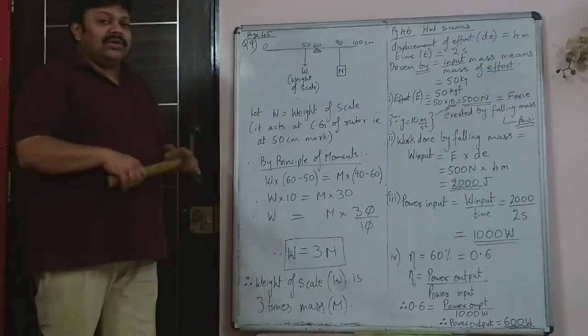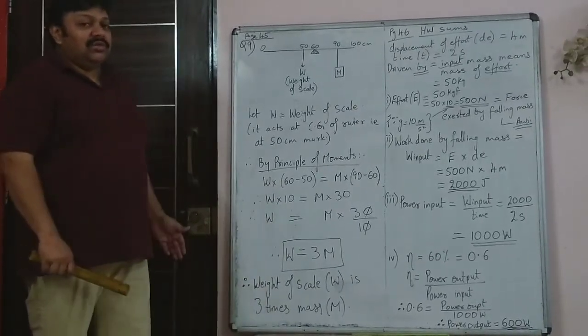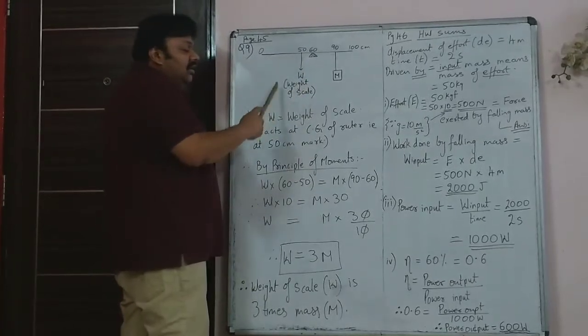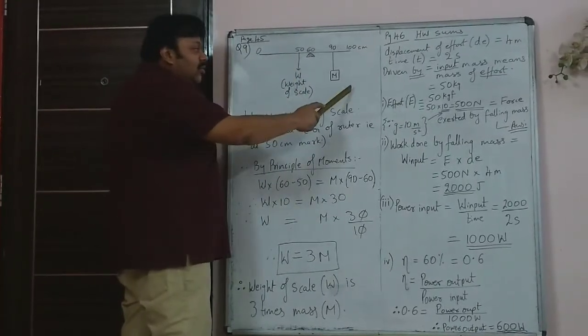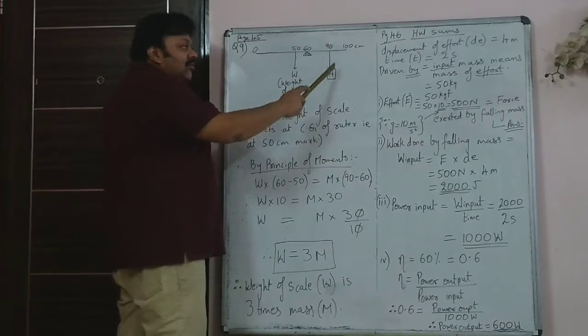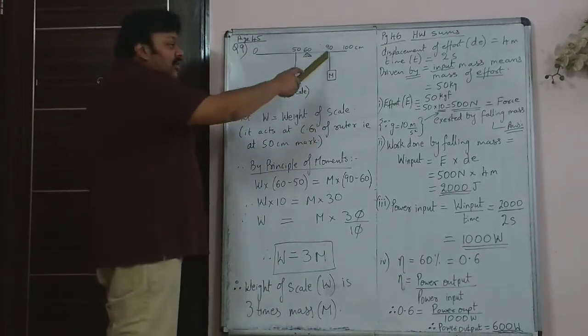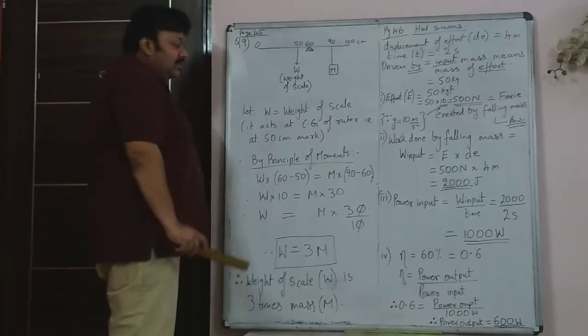Now it's a clear question of the principle of moments. Here the weight of the ruler is producing anti-clockwise movement, and this mass m, which is suspended at the 90 centimeter mark, is going to produce clockwise movement.